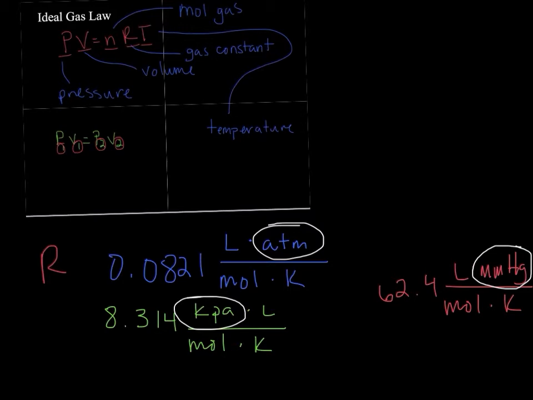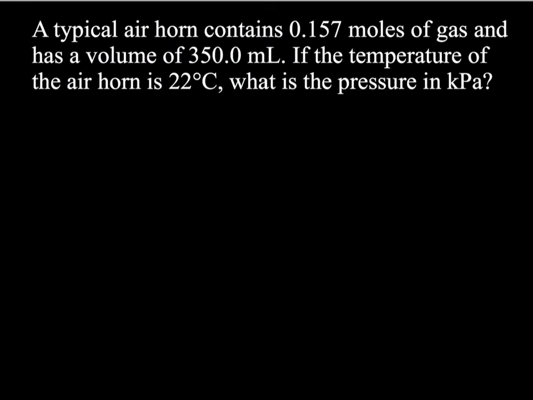So let's take a look at a problem here. A typical air horn contains 0.157 moles of gas and has a volume of 350.0 milliliters. If the temperature of the air horn is 22 degrees Celsius, what is the pressure in kPa? Here we want to define our variables. We have P, V, n, R, and T.